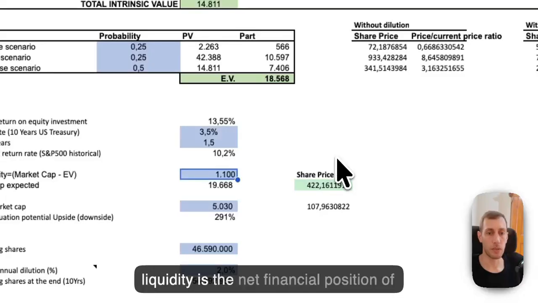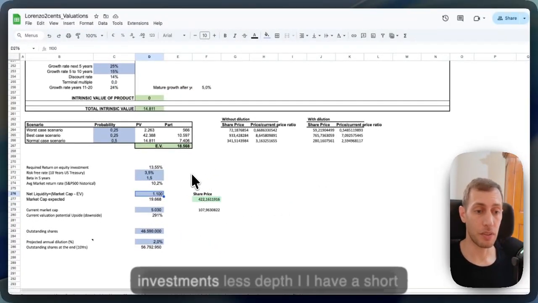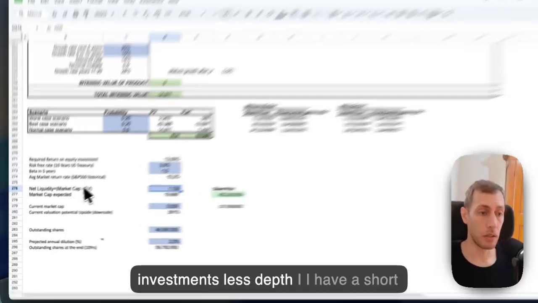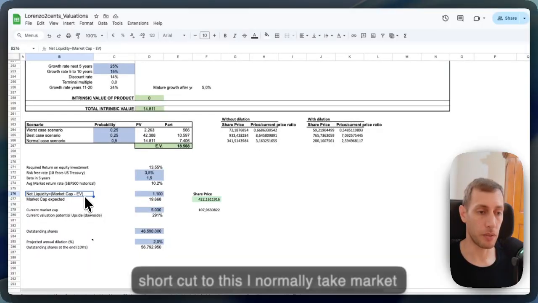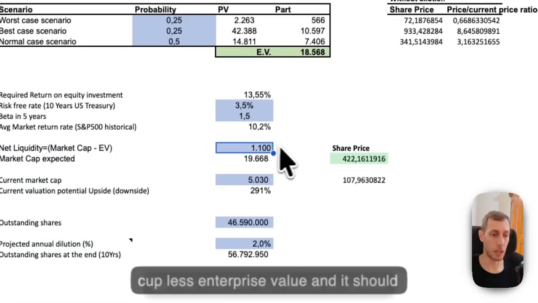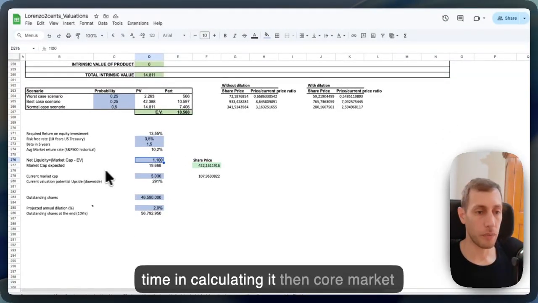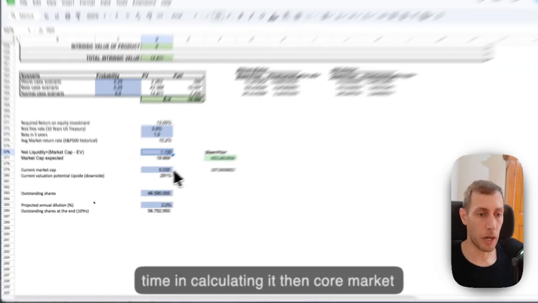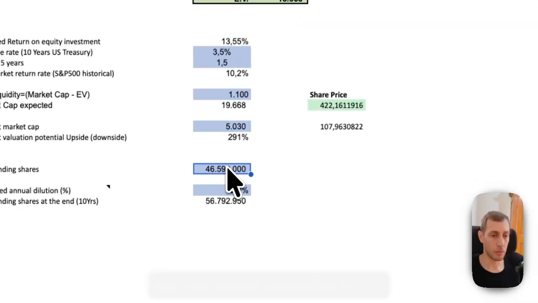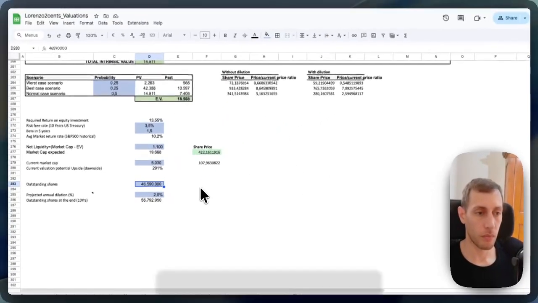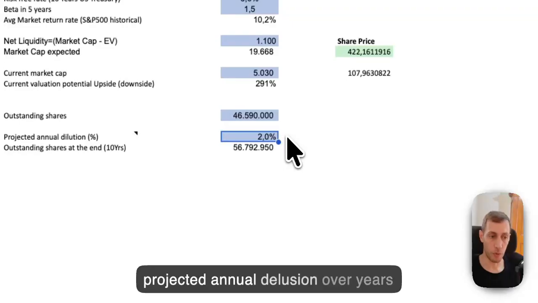Net liquidity is the net financial position of the company. So basically, it's cash plus investments less debt. I have a shortcut to this. I normally take market cap less enterprise value, and it should be that number. So I avoid spending time in calculating it. Then current market cap, you need to insert it here, and outstanding shares, and then the projected annual dilution over years, in 10 years.